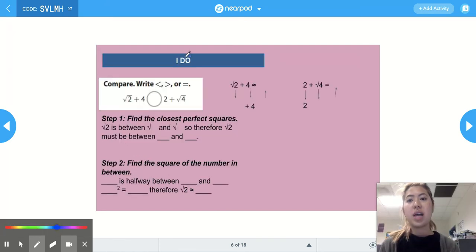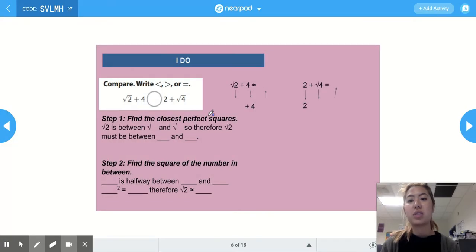For this first I do problem, we have to compare. We have to write less than, greater than, or equal to between this expression and this expression. So we have square root of 2 plus 4, and then 2 plus square root of 4. Step 1 is to find the closest perfect squares. So square root of 2 is in between square root of 1 and square root of 4, so square root of 2 must be between 1 and 2.